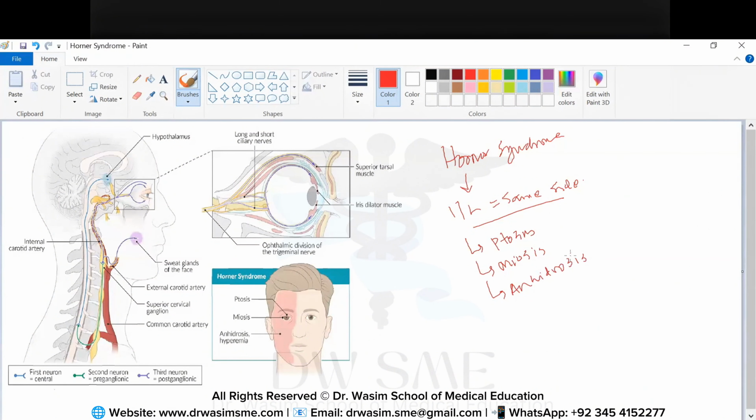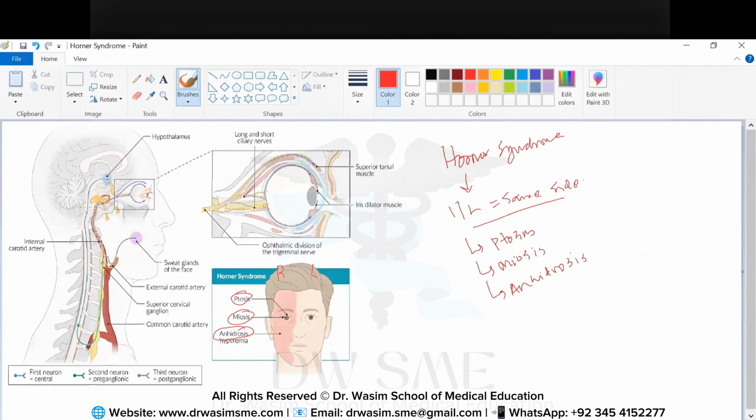That is, let's suppose this is the right side of the patient and this is the left side of the patient. So this patient is having ptosis, miosis, and anhidrosis on the right side, and the lesion will be on the right side. That's why this is called ipsilateral ptosis, miosis, and anhidrosis. Horner syndrome is characterized by these.